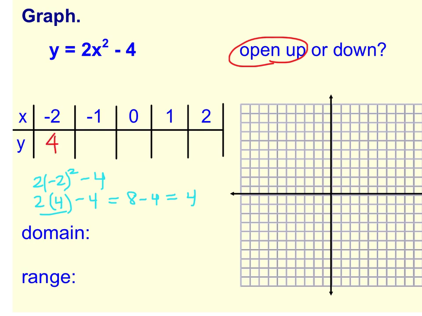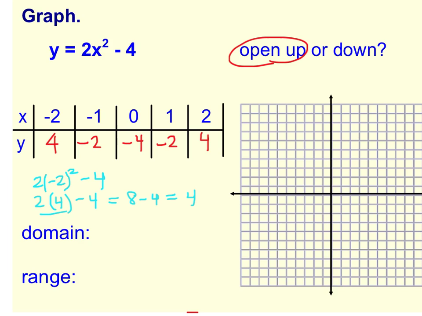That kind of ties in with your domain and range. Our input, we just put in a negative 2 right here. And the output, what did you get back? Positive 4. All right, I'm going to pause this and just go ahead and fill in the rest of the values to save a little time. All right, so there's our values.